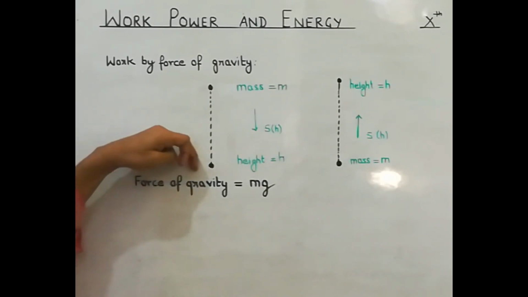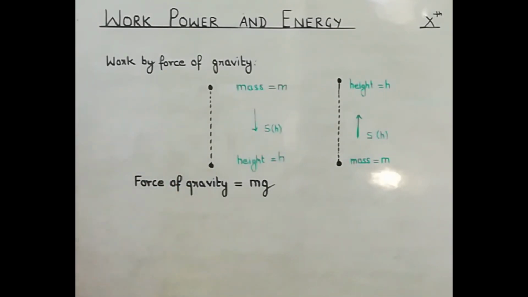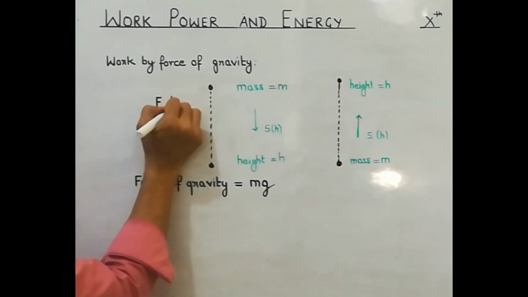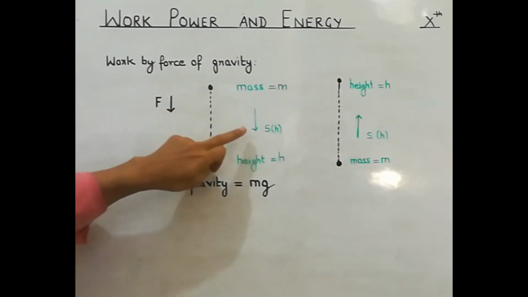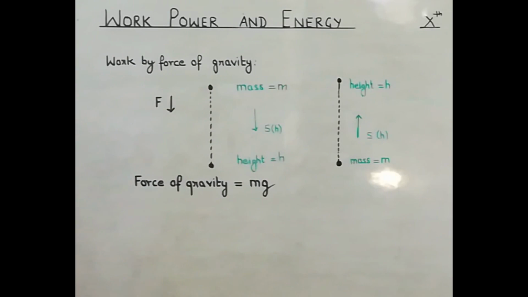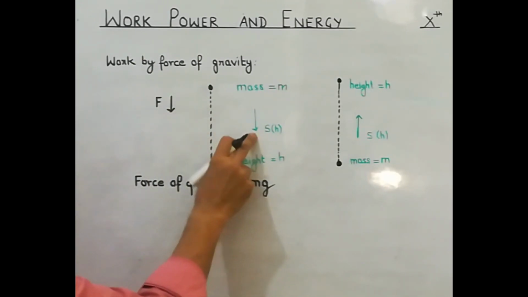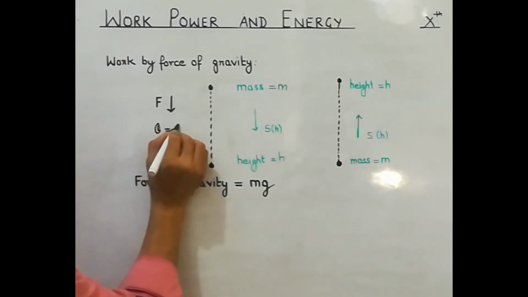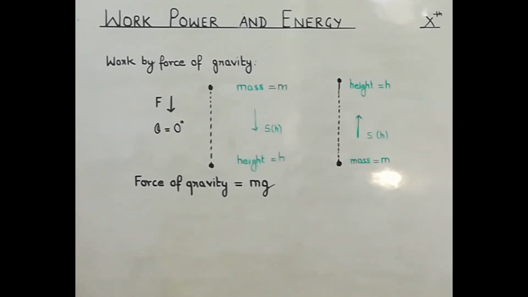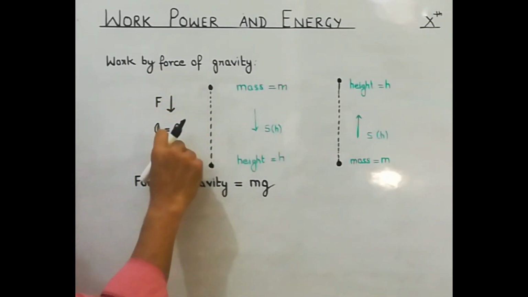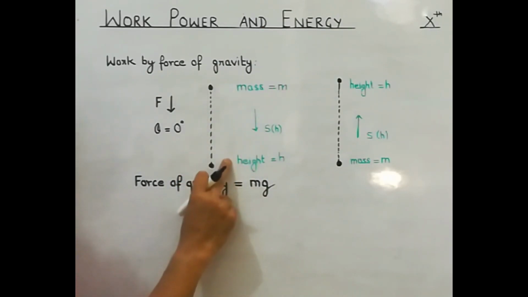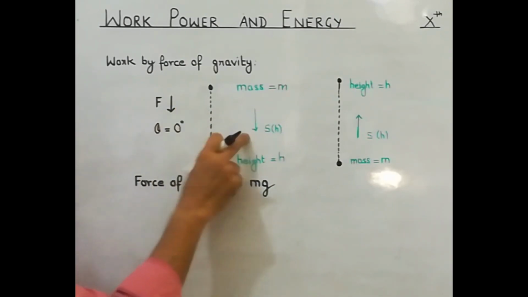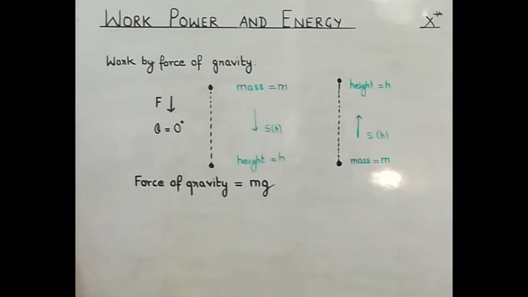Now here, force of gravity is always in the downward direction. So in this case, force of gravity is in the downward direction. Displacement is also in the downward direction. So when force and displacement both are in the downward direction, theta will be 0 degree. See, force of gravity is always in the downward direction, and here the body is moving in the downward direction, so displacement is also in the downward direction. So force and displacement are both in the same downward direction, so the angle will be 0.